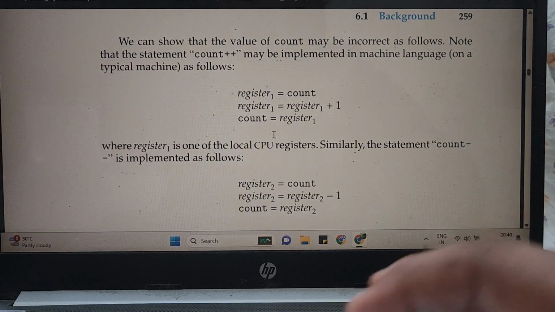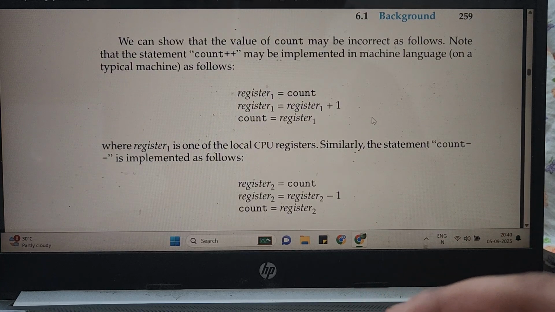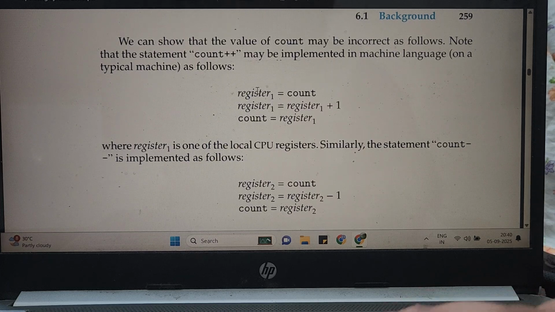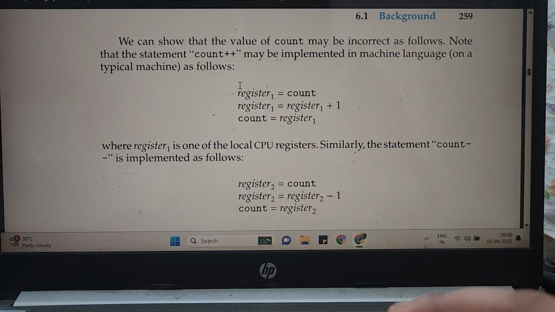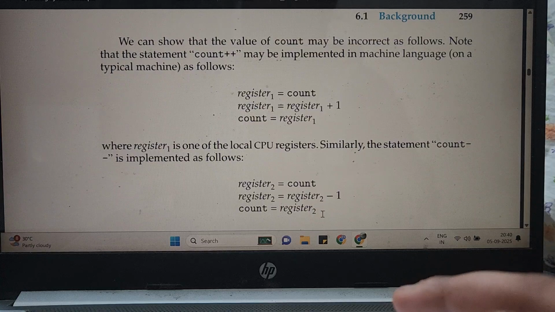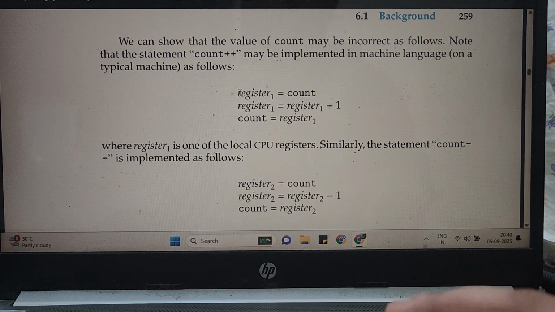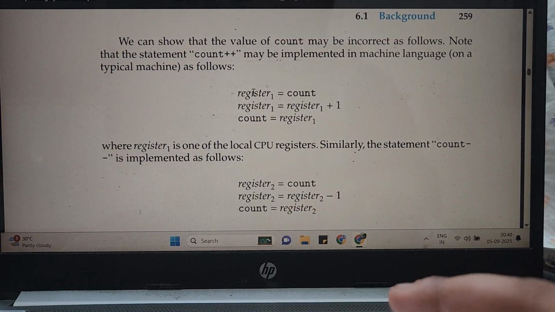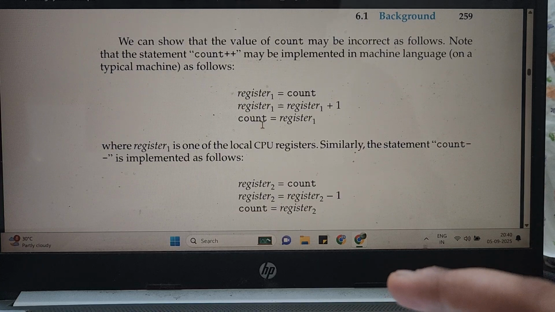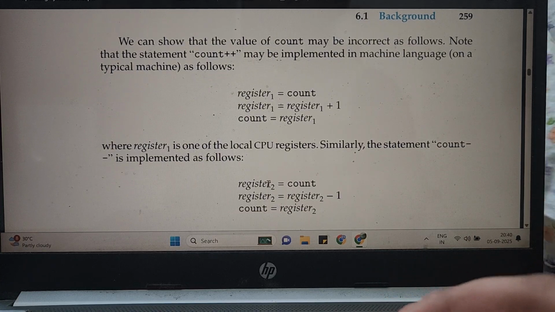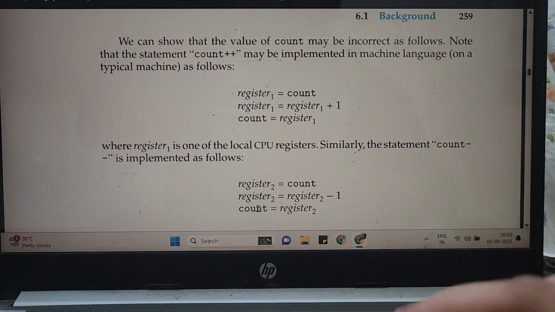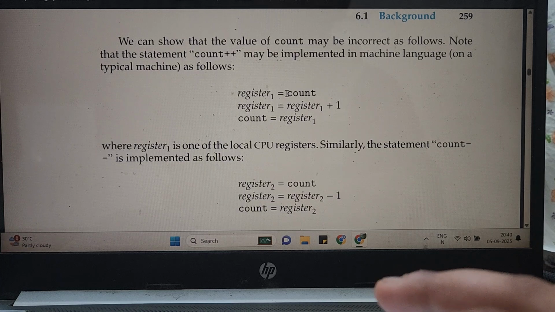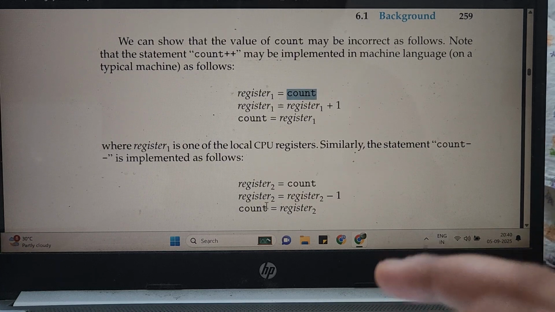We'll first look at this example and then I'll tell you what a race condition is. Assume you have a register 1, and you have something called register 2. You have a variable count which has some value. There are two processes which are executing separately. In one of the processes, register 1 takes the value of count, increments it by 1 and writes it back into count. In the other process, register 2 takes the value of count, decrements it by 1 and writes it back into count. So this process is trying to increase the variable by 1. This process is trying to decrease it by 1.